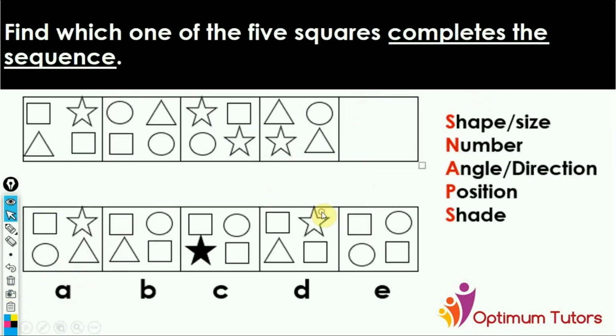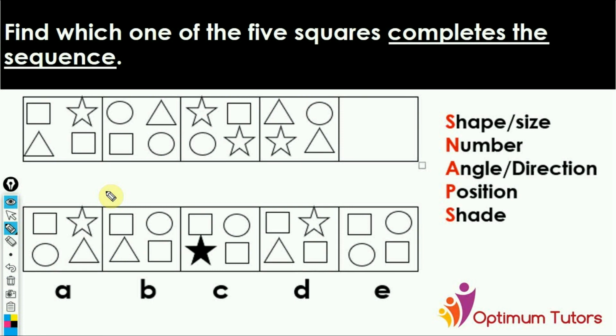Let's have a look at the next question. This question says, find which one of the 5 squares completes the sequence. So we're looking at a sequence here of different patterns. We're going to use the mnemonic SNAPS to help us work out this answer. Remember, when we look at these questions, we're thinking what is the same and what is different.